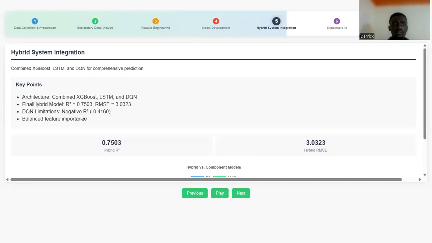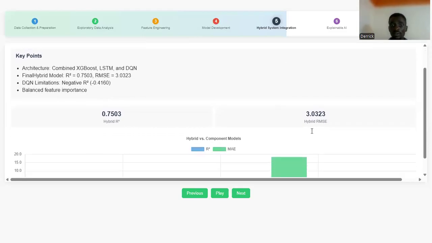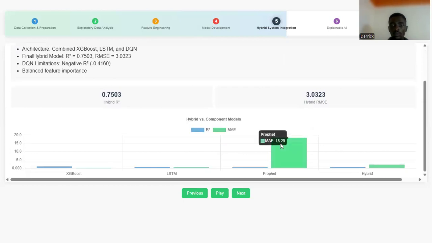And lastly, we had a balanced feature importance, and these are the summary hybrid R squared and its RMSE. So in comparison, this is our XGBoost with an R squared of nearly 1, then LSTM, and this is our ME. Then this is the Prophet plus our hybrid, which has an ME of 2.1 and an R squared of 0.75.